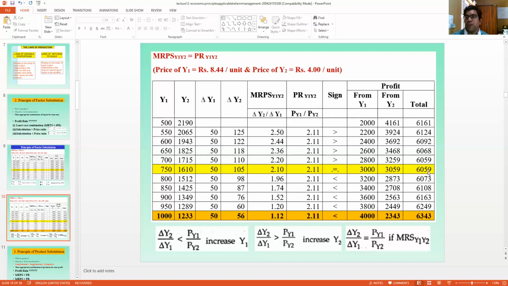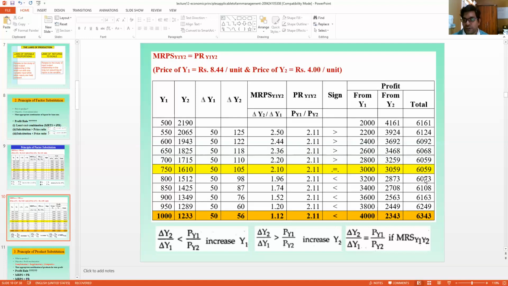The farmer is getting a profit of rupees 6,059. Is this maximum profit? No. The maximum profit lies somewhere down. So the farmer should be getting a profit of 6,343. This is the maximum profit. We have used the same example. The same example, the optimal combination is good only for what? Inputs, because the cost is minimum.